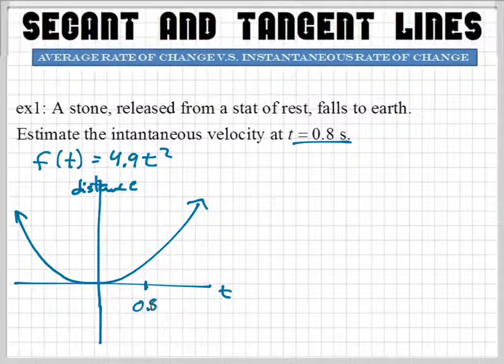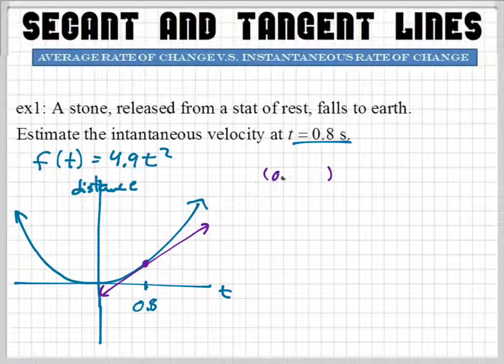So at 0.8 seconds, we want to find the instantaneous velocity, which means we're going to have to find the slope of the tangent line to that point. But we're only given 1 point. How do we find the slope of that line? We only know 1 point. We could find that point pretty easily, actually.